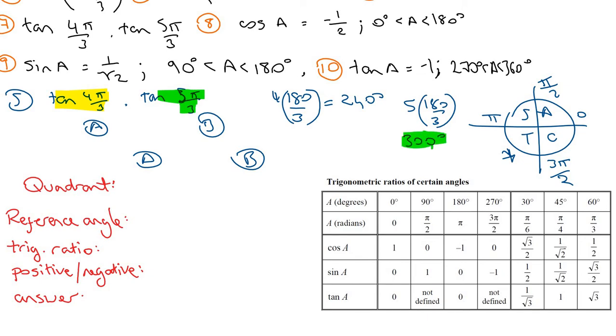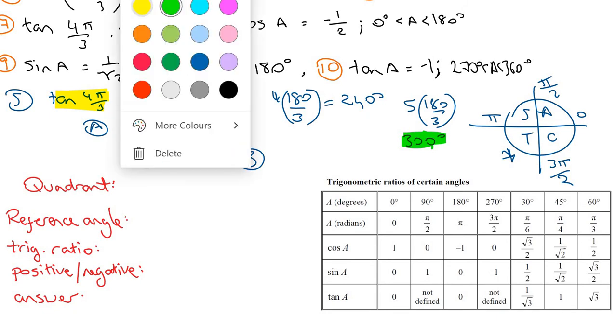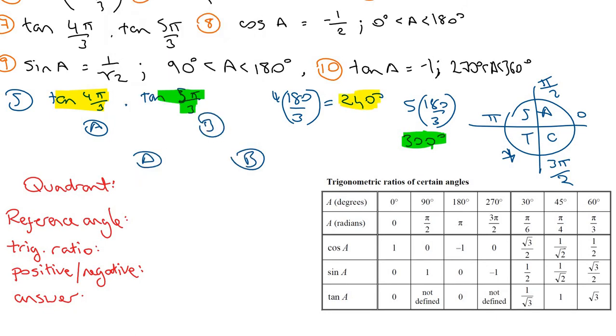Okay, so that's B, and this is A. So, dealing with part A first, we know that 240 degrees is in quadrant 3, because it's between 180 and 270 degrees. So we're dealing with quadrant 3.